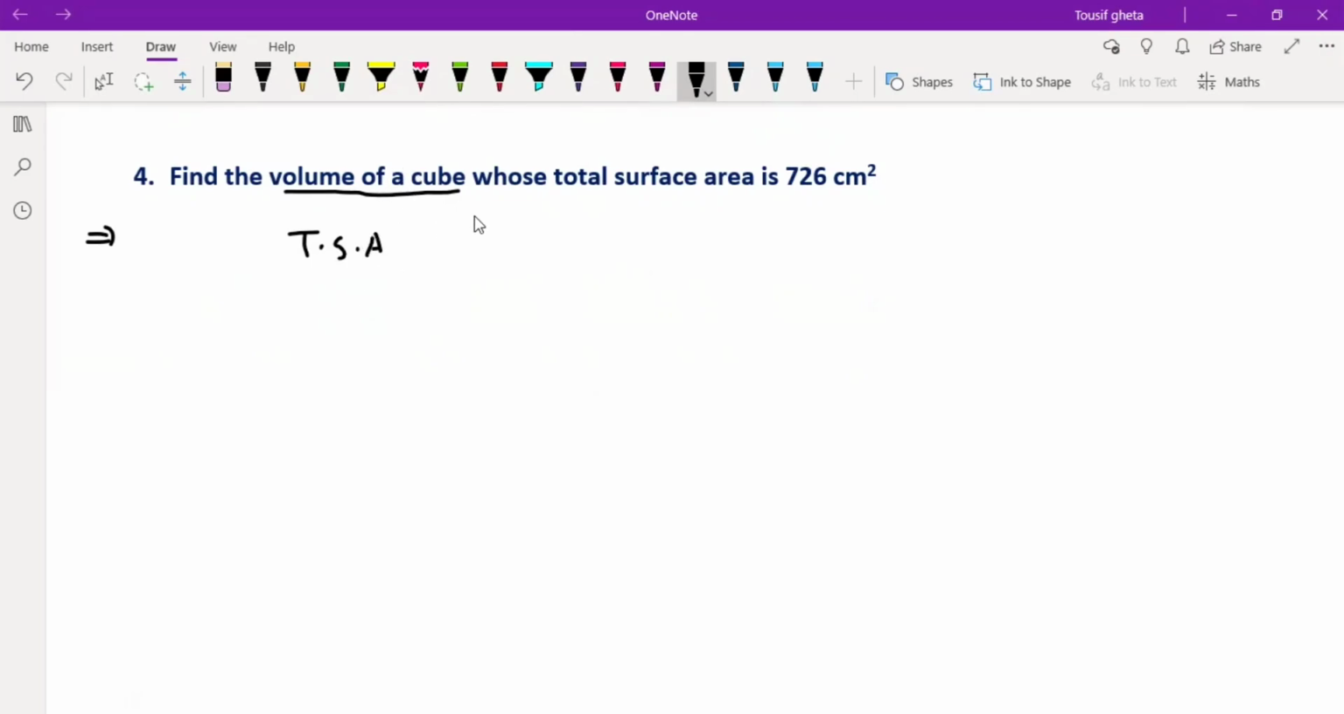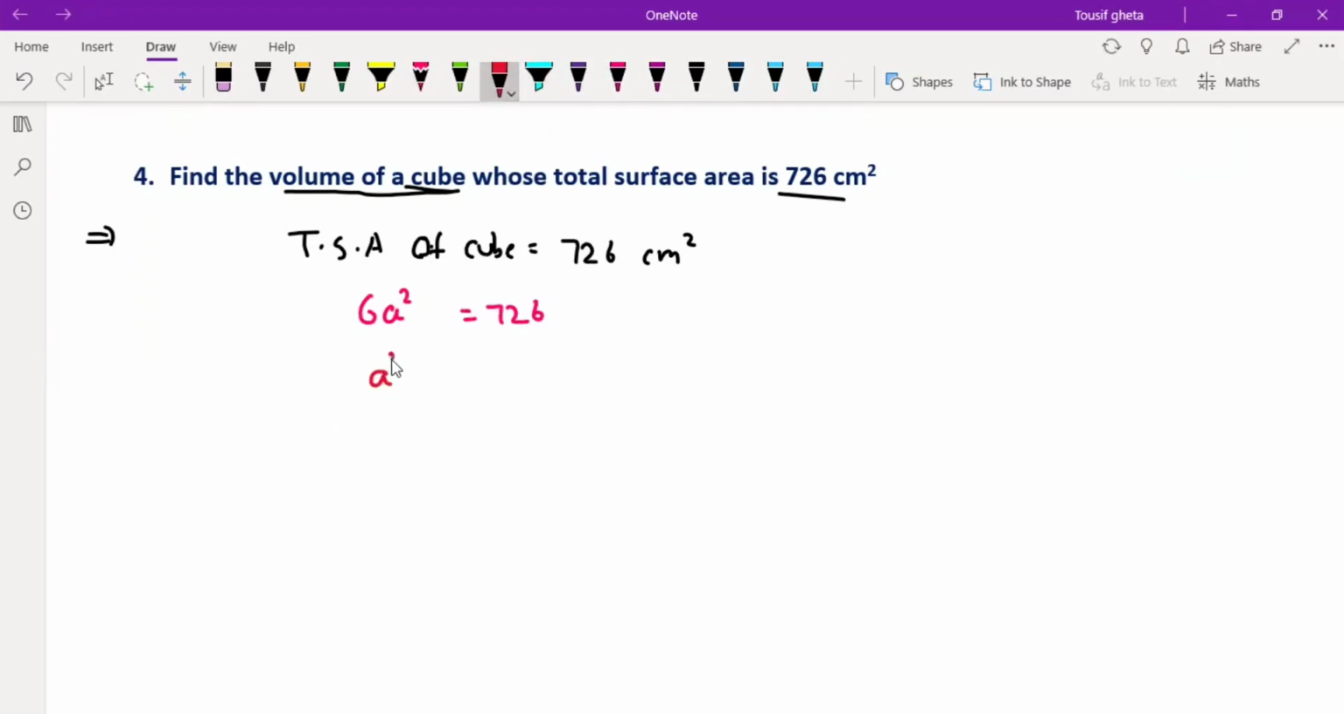Total surface area is the value of the cube itself, because they are asking us to find the volume of the cube. So the total surface area of the cube is 726 centimeters square. The total surface area formula of a cube, we know, is 6a square, that is side square. 726. Let us cross multiply.